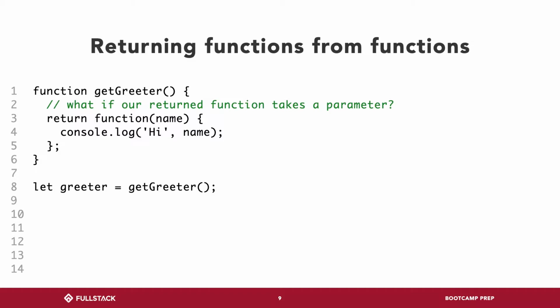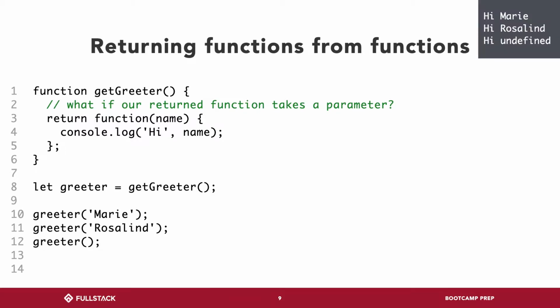What if our returned function takes a parameter? Here, this is the same thing as before, except we're returning a function that now, this anonymous function, takes a name, and a console.log is hi that name. You don't pass it into getGreeter because, as you can see, getGreeter doesn't have a parameter. So even if you did, nothing would happen, right?